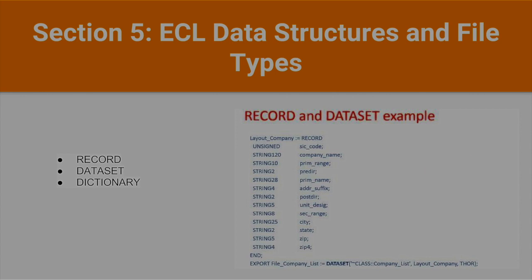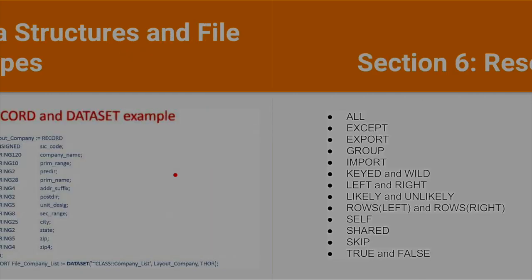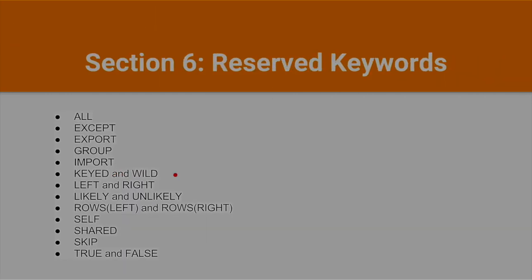Dictionaries behave a little differently. Dictionaries allow you to define more complex records and different types of layouts. They're much more complex. We'll get into those later as well. Let's move on. Section 6 is all about reserved keywords. I didn't want to go too in depth here, but these are all the different reserved keywords. We'll talk about every single one of these in depth, how they work, and how you can use them within your ECL code.